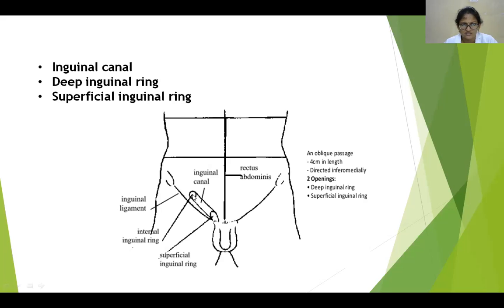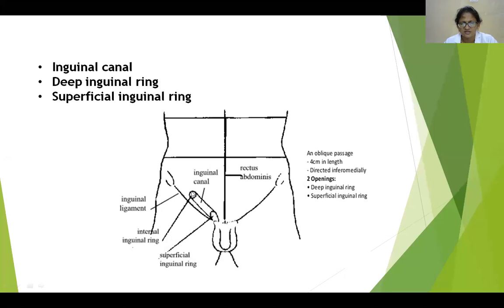The deep inguinal ring is seen in the fascia transversalis. It is formed by the fascia transversalis, which invaginates through this ring and forms the covering of the spermatic cord. What structures are present in the inguinal canal? All of these structures: the spermatic cord in males, whereas the round ligament of the uterus in females.